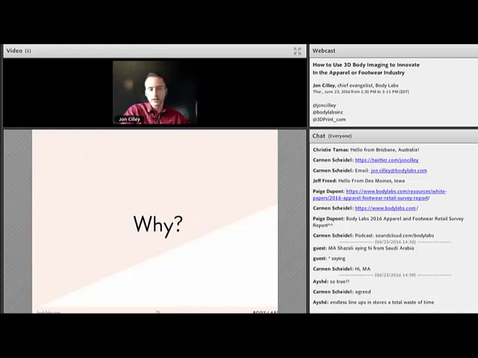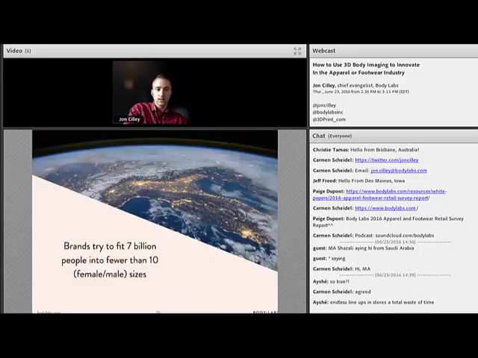Now, what is the issue with all of these fit problems, right? What is the major challenge here? Well, one issue is that brands are trying to fit really 7 billion people into fewer than 10 sizes, whether male or female, right? And with all of the variability in human body shape, there's just no way to meaningfully fit everyone in fewer than 10 sizes.